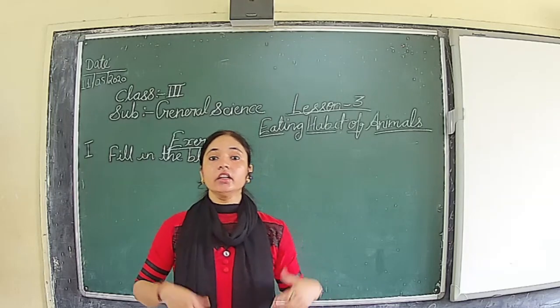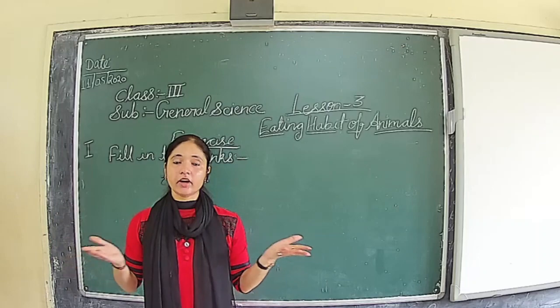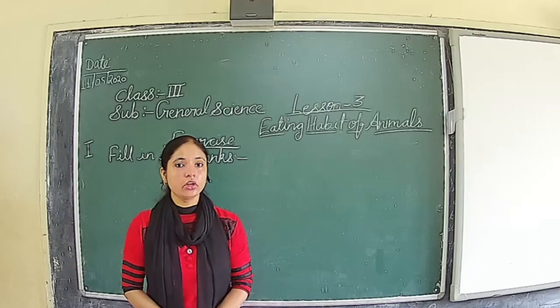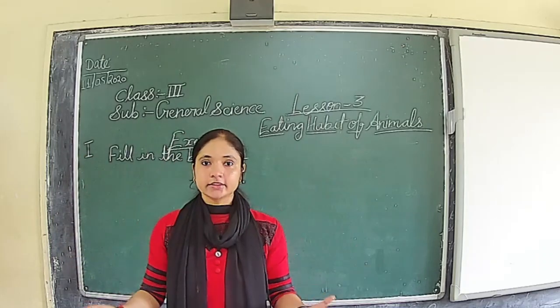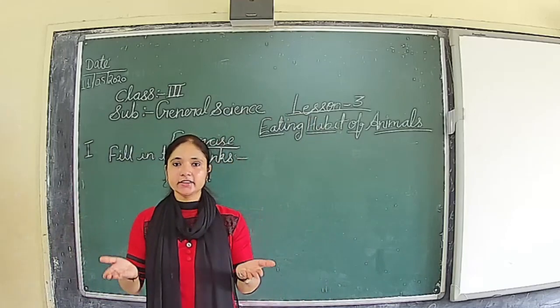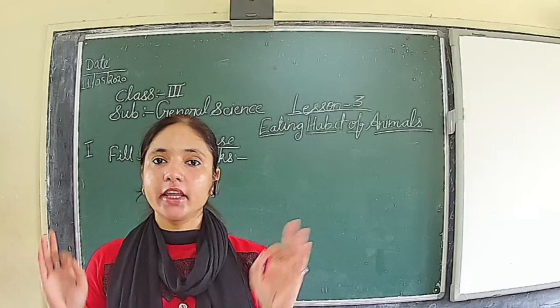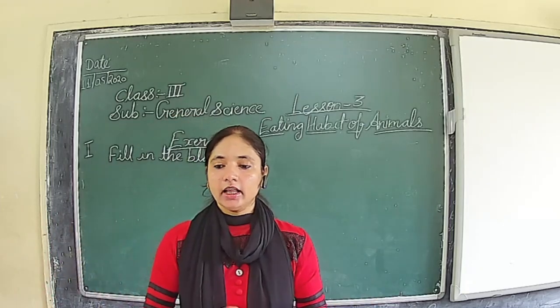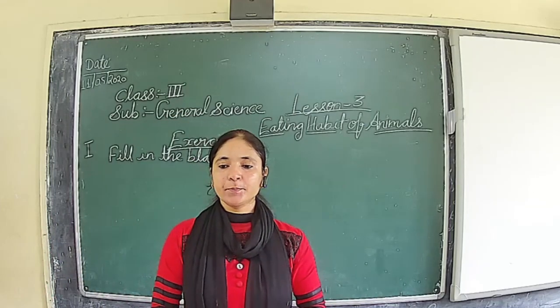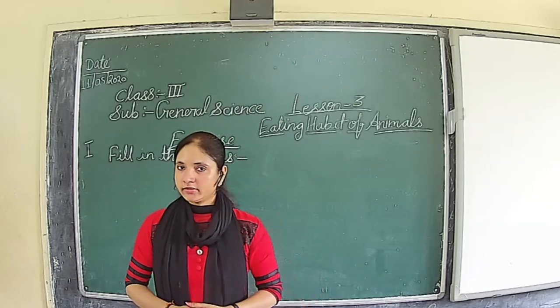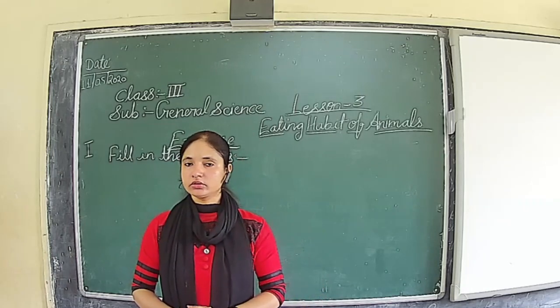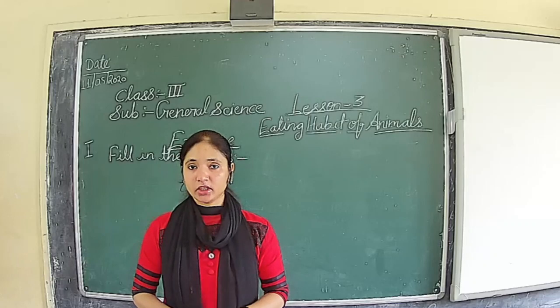Why is it very necessary for the environment? Because in order to maintain a balance in nature, we want a very good food chain. Then you have to know the domestic animals. They help in our daily work. Example, cow, buffalo. They give us milk also.